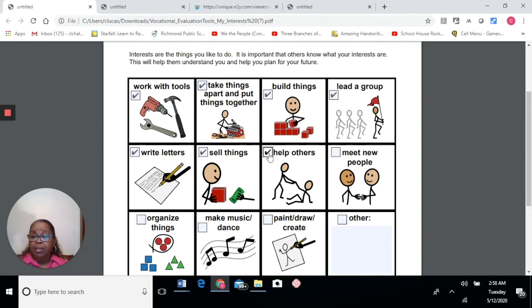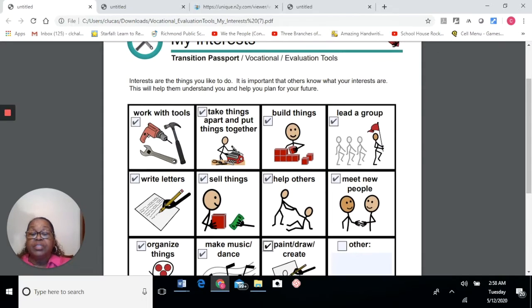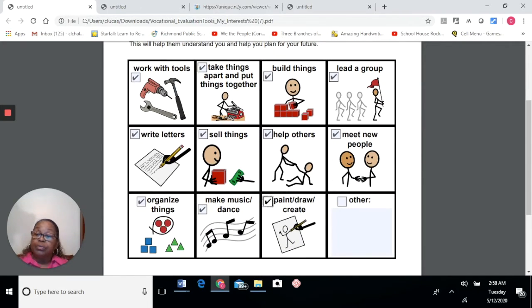Do you like helping others? Do you like to meet new people? These are the things that you need to think about. Do you like to organize things? Do you like to make music or dance? Do you like to paint, draw, and create? Are there other things that you like to do? You need to think about these things before you start looking for a job.